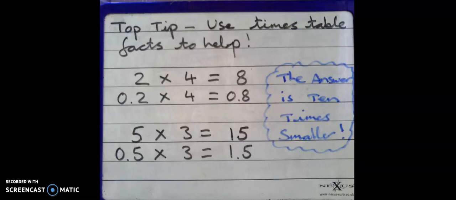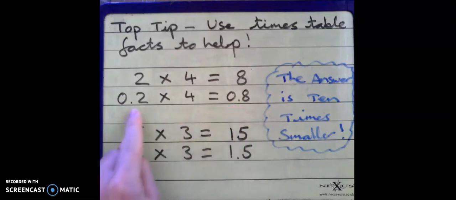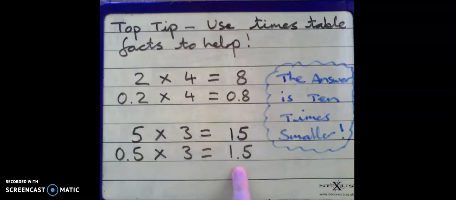Here's a little top tip for when we're calculating. We can use the times table facts we already know to help us answer. If we know 2 times 4 is 8, then 0.2 times 4, well 0.2 is 10 times smaller than 2, so the answer is going to be 10 times smaller, 0.8. Same with this calculation, 5 times 3 is 15, so 0.5 times 3 is 1.5. We just need to remember to pop that decimal point in the correct place in our answer. Use the times tables facts we know to help us.